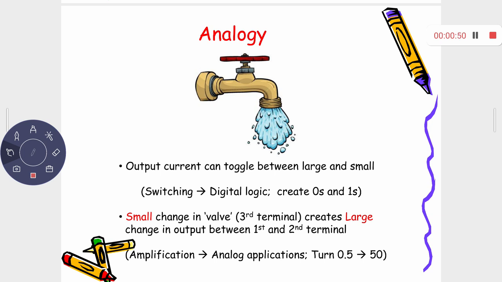During this path, some charge carriers are lost, recombined, which gives rise to the base current. Now some charge carriers are lost in the form of recombination, and there is no conflict.